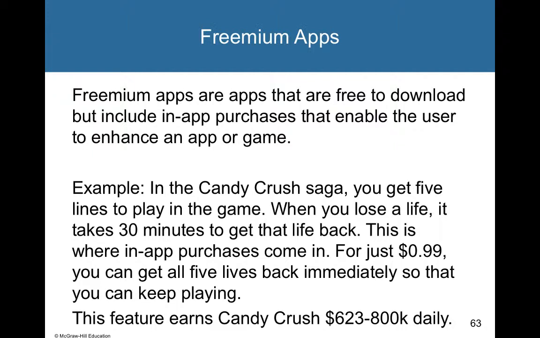So in Candy Crush, you get so many lives to play, and when you lose a life, you either have to wait 30 minutes to get that life back, or you can use one of those in-app purchases and pay $1, where you get all 5 lives back almost immediately, and you can just keep playing. Just this feature of earning those 5 lives back immediately wins Candy Crush about $623 to $800,000 every day, just because people did not want to die or wanted to regain their life more quickly. So pretty incredible when you think about that.